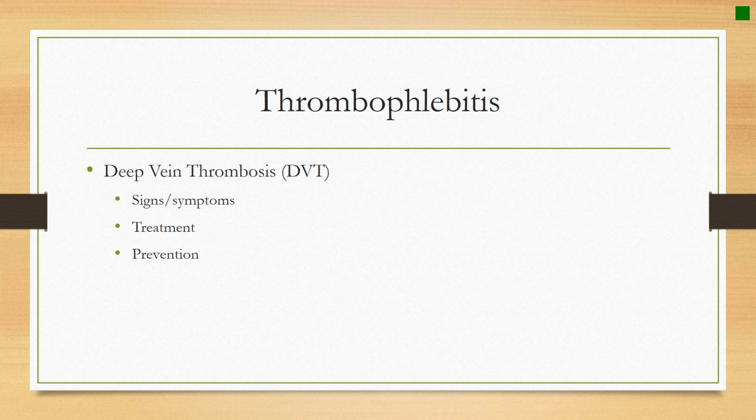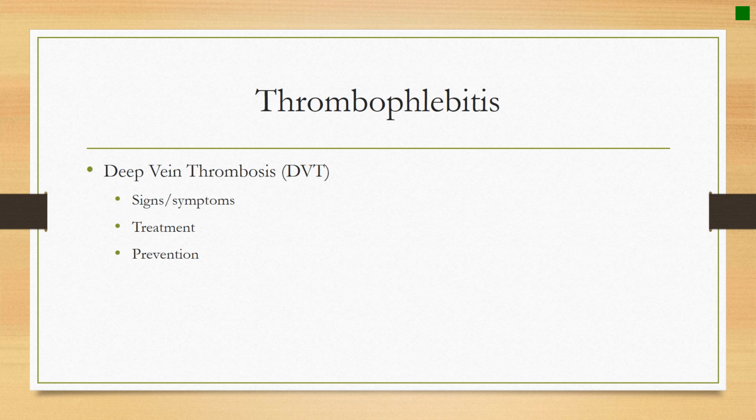Deep vein thrombosis, or DVT. Signs and symptoms are pain and edema, increased circumference of calf and thigh, erythema, warmth and tenderness with superficial thrombophlebitis, and a positive Homans sign. This is a test in which the patient is supine and the foot is dorsiflexed and pain is experienced in the calf muscle. Treatment would be anticoagulant therapy, warm compresses, bed rest with elevation of the affected leg.